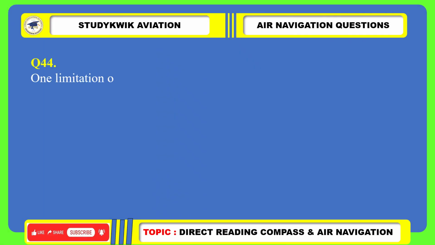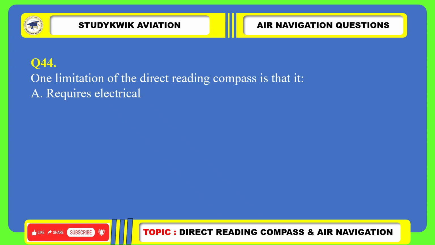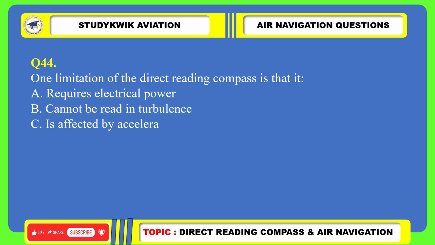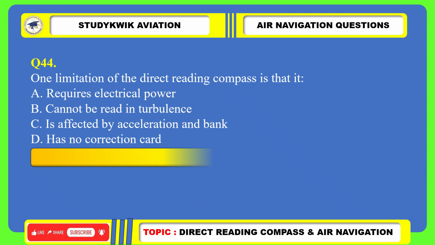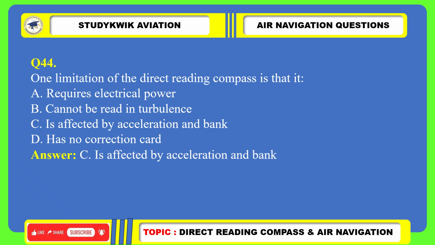Question 44. One limitation of the direct reading compass is that it: requires electrical power, cannot be read in turbulence, is affected by acceleration and bank, has no correction card. The correct answer is C. Is affected by acceleration and bank. It becomes inaccurate during maneuvers.